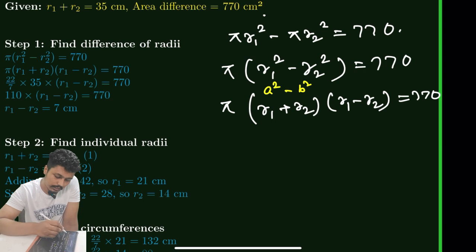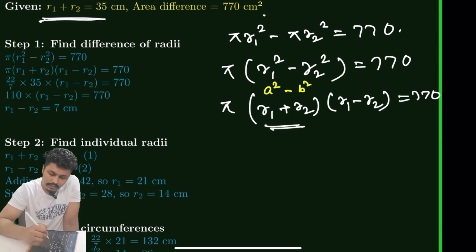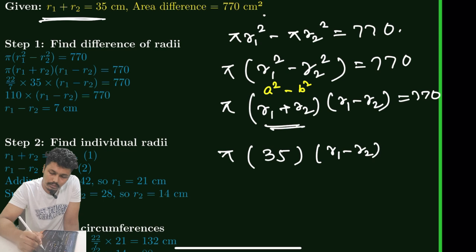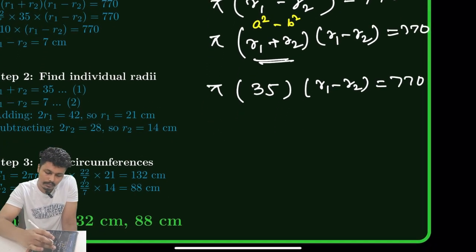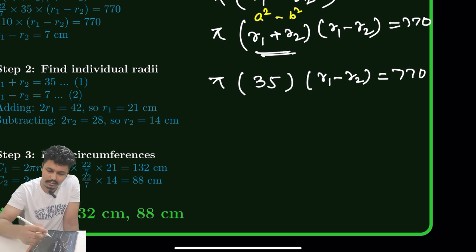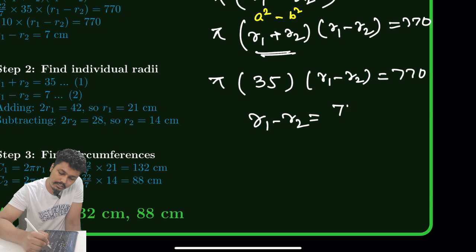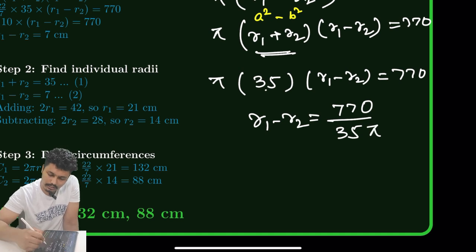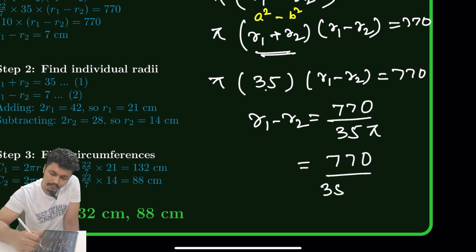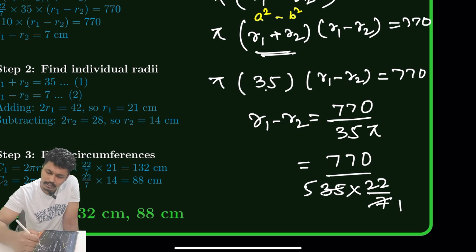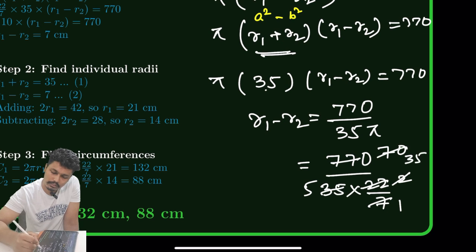Now r1 plus r2 is 35. So pi times 35 times r1 minus r2 equals 770. Pi is 22 by 7. So r1 minus r2 will be equal to 770, with 35 and pi coming down. It will be 770 divided by 35 into pi, which is 22 by 7. 7 1s are 7, 7 5s are 35. And 22, 11 2s are 22, 11 7s are 77, 5 2s are 10, or I can do 2 35, 5 7s are 35.